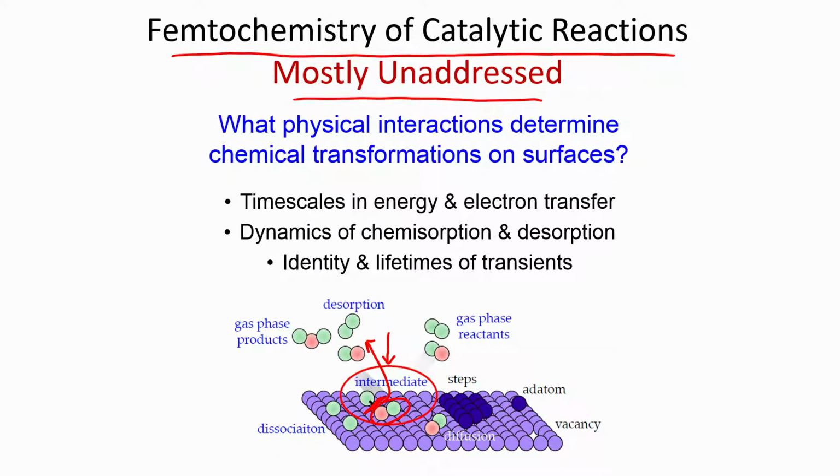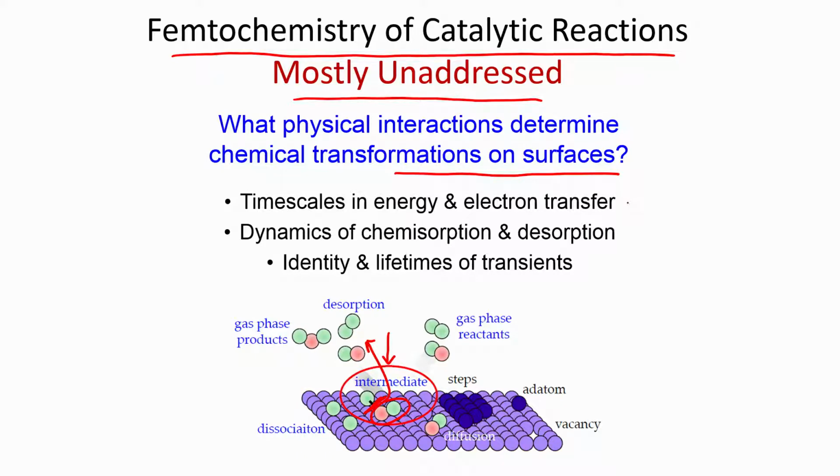So the role of femtochemistry is to capture that moment when molecules are dissociating bonds or forming bonds. To capture that, and to study the catalytic reaction at the level when molecules are breaking and forming on the surface, that's a regime where I believe we have a lack of understanding. In other words, if I rephrase the question: what physical interactions determine chemical transformations on a surface? This is an important question which we would like to understand.